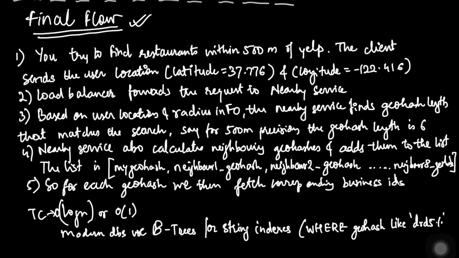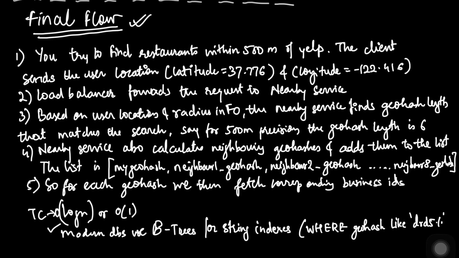Yeah, so let's discuss the final flow now, as we have completed the geohash topic, where we have seen how geohash is helping us improve the time complexity of the query, where we have now gone from order of n to order of log n, because most of the modern DBs use B-trees for string indexes, and for queries like where geohash is like, and where we have the regular expression for it, this can be achieved in order of log n or order of 1 time.